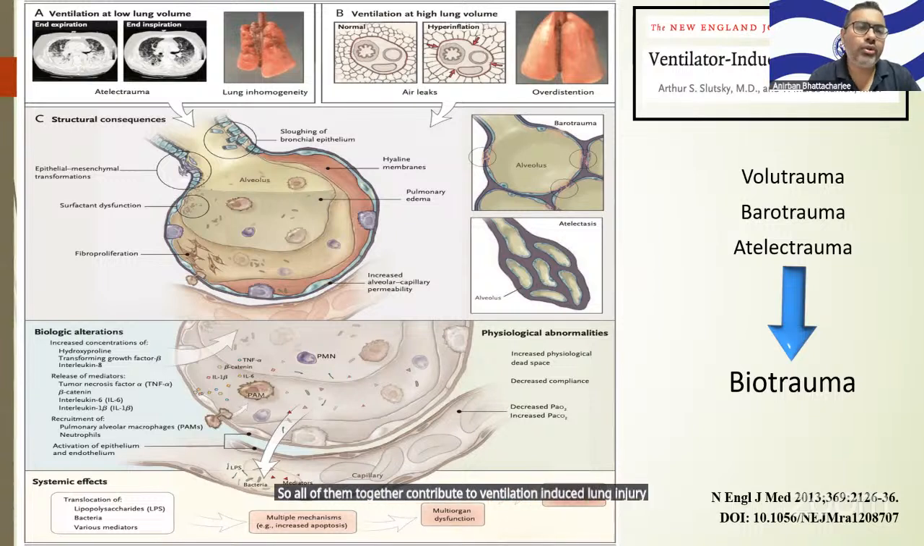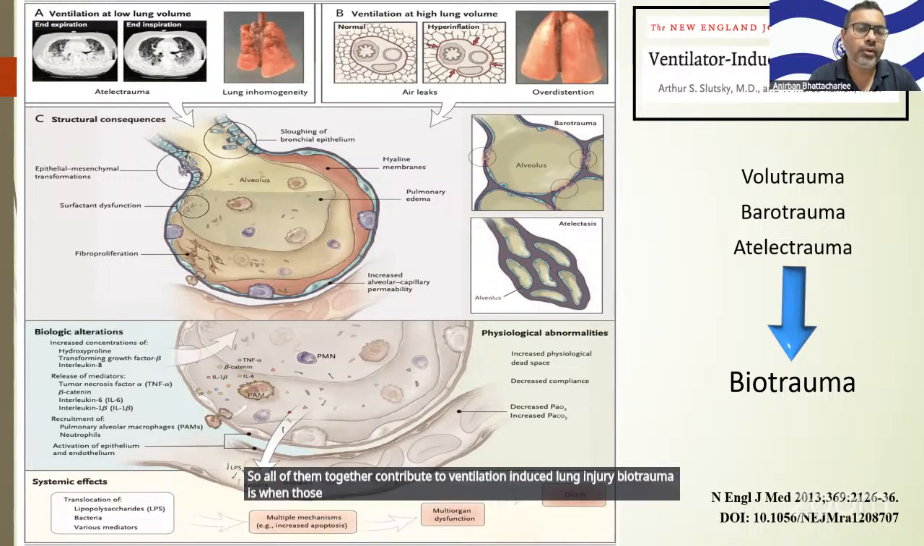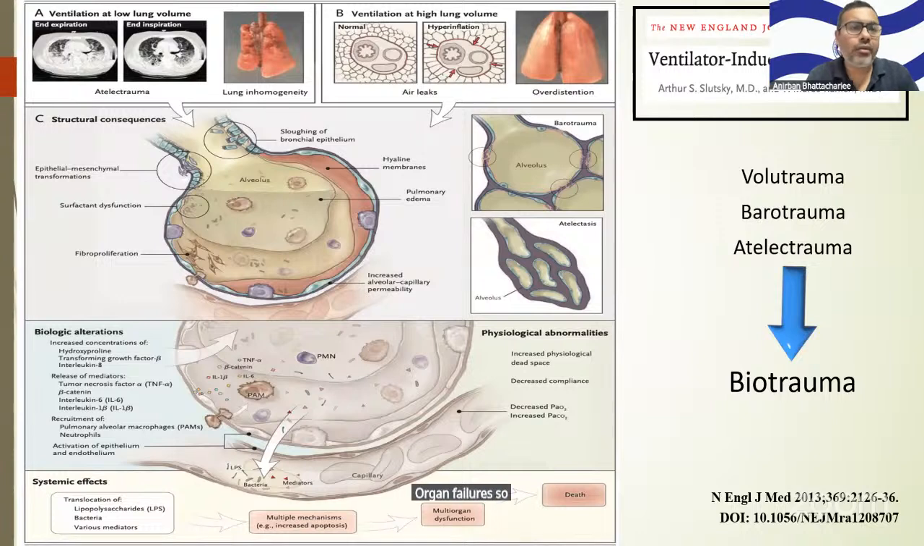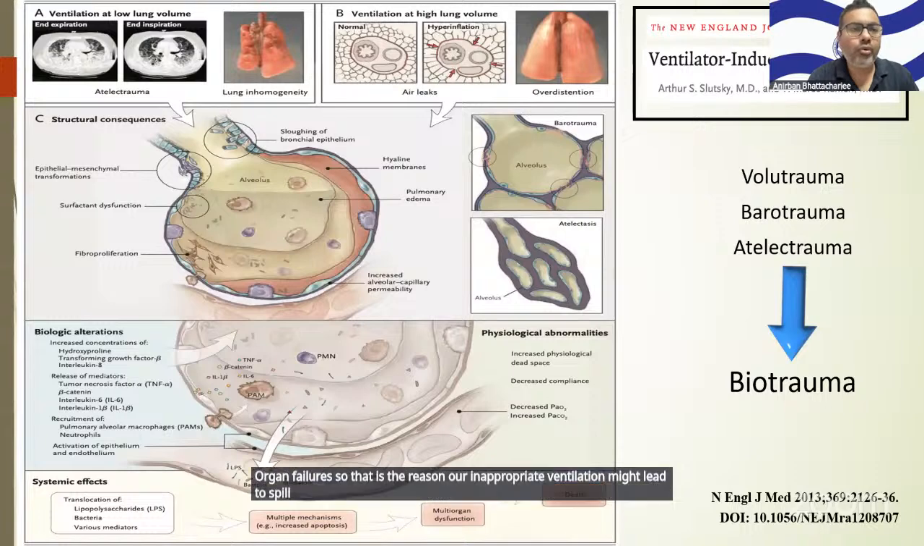Biotrauma is when those inflammatory mediators are released and they get spilled over into the circulation as well. There is a sort of dictum that ARDS patients never die of hypoxemia, they die of organ failures. That is the reason inappropriate ventilation might lead to spillage of more and more inflammatory mediators, and other organ failures as well. So the effect of ventilation is not restricted to just lung injury and may propagate other organ injuries as well. This is what we mean by ventilation-induced lung injury.